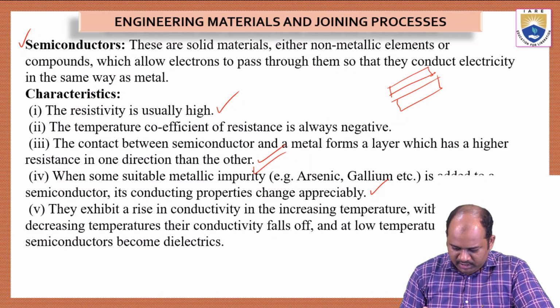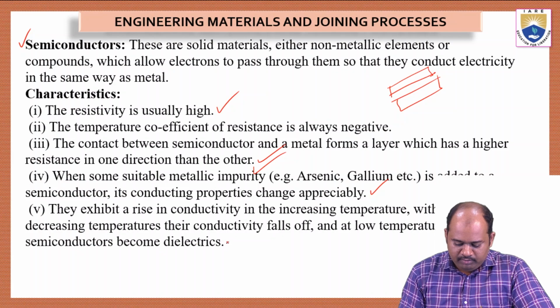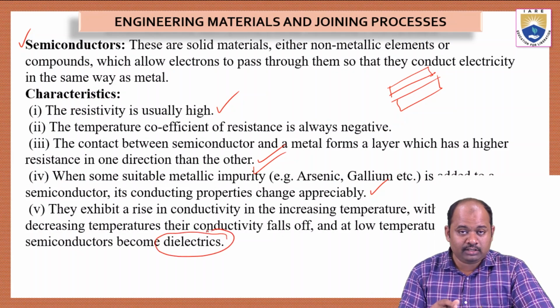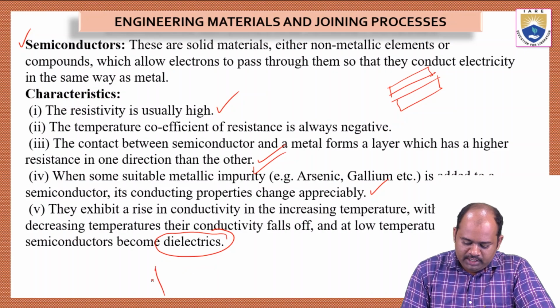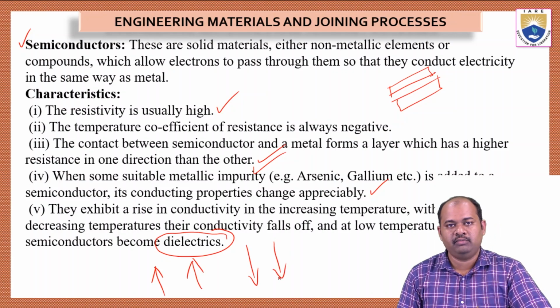Whenever there is a fall in the temperature, the conductivity will decrease. At low temperature, semiconductors become dielectric. This is also very important. So when the temperature is high, conductivity is also high. When the temperature drops, conductivity drops for a semiconducting material.